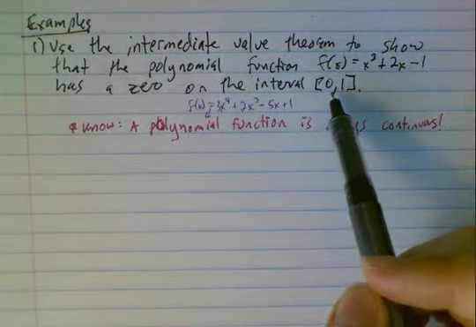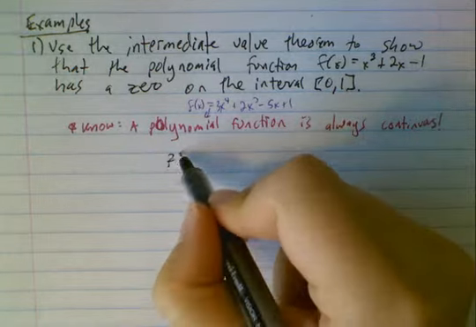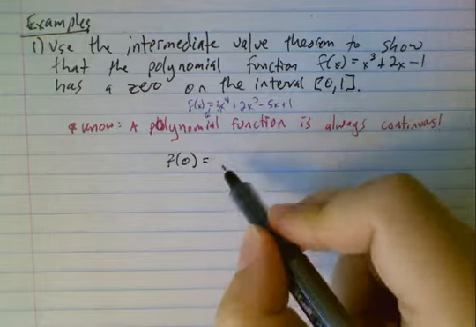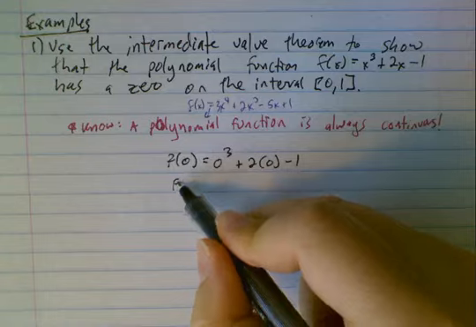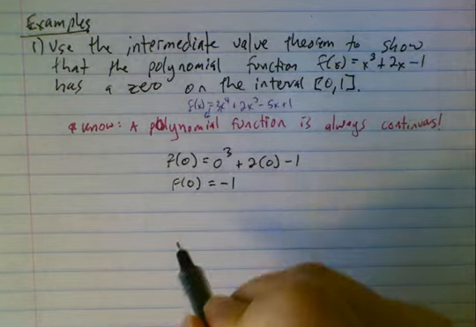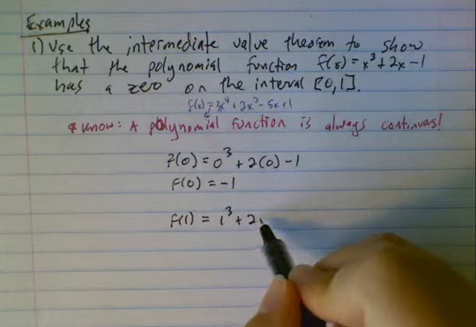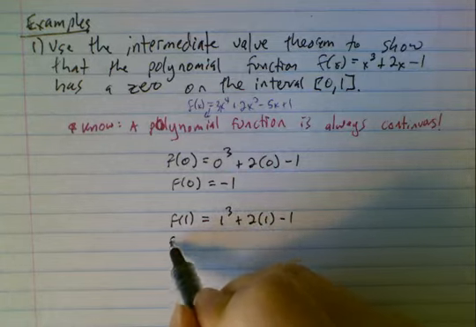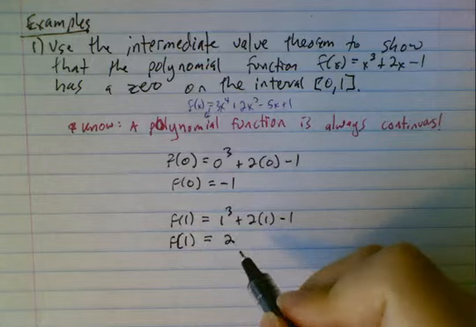So basically we just want to show that one end of the interval is positive, one end of the interval is negative. F of 0 equals 0 cubed plus 2 times 0 minus 1. F of 0 equals negative 1. F of 1 equals 1 cubed plus 2 times 1 minus 1. F of 1 equals 2.